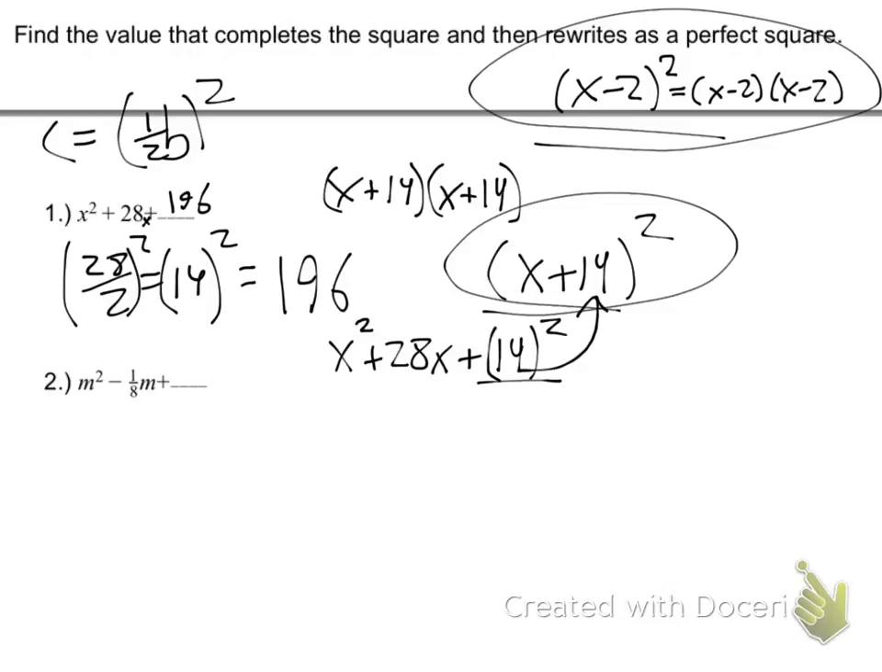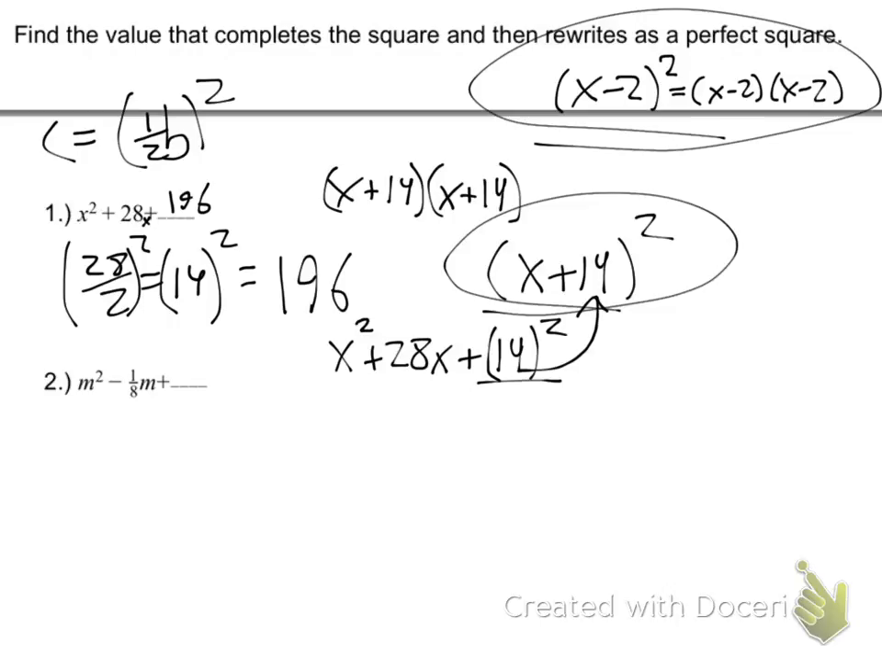And if you don't believe me, guys, FOIL x plus 14 squared, you'll get the same result as x plus 14 times x plus 14. It works. Any questions on that? Let's look at number 2.